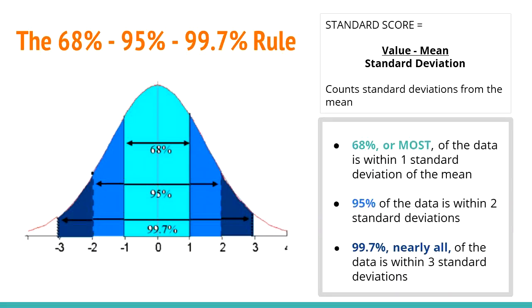This one is the 68, 95, 99.7% rule. Under a normal distribution, all of our data is included, 100% of the data. If I take a look at this lighter blue region, we've got standard scores. These count standard deviations. So the data that consists of those with standard scores between -1 and 1, so values within 1 standard deviation, that constitutes 68% of all of the data.